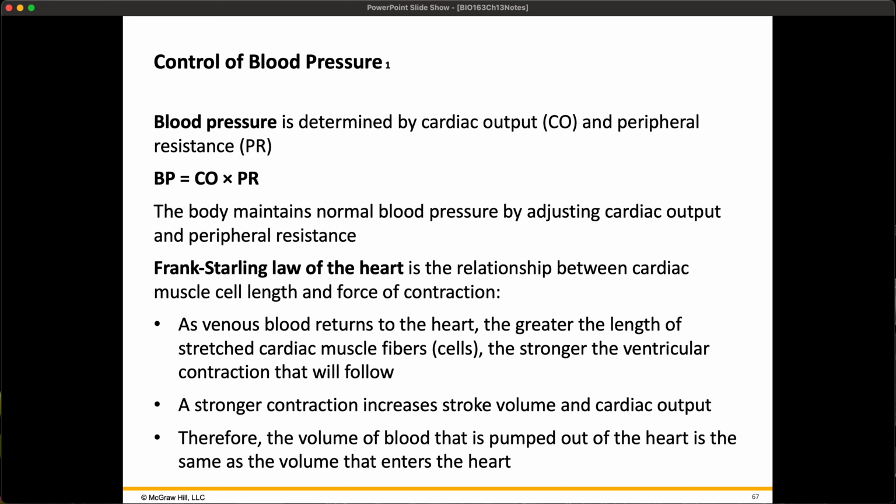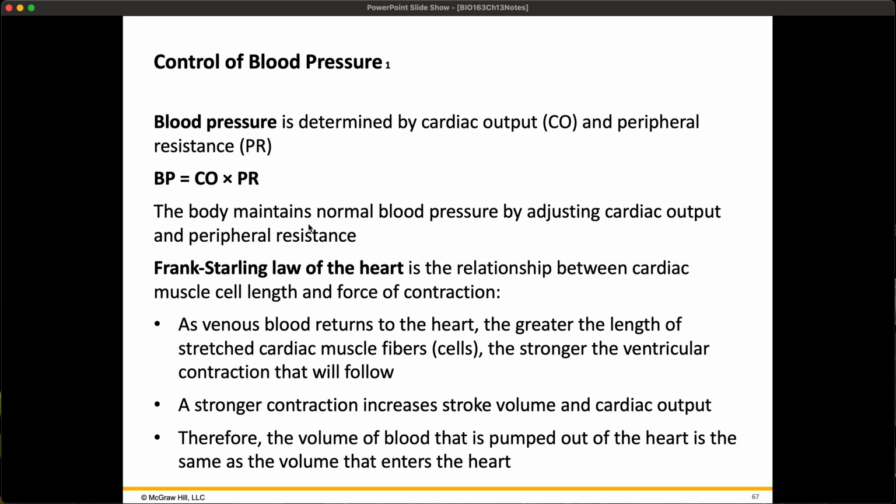Okay, so controlling our blood pressure then. Blood pressure is determined by cardiac output and peripheral resistance. So we said cardiac output was heart rate times stroke volume. Well, blood pressure is cardiac output times peripheral resistance. So meaning that one of these is going to be shifting to maintain the proper blood pressure. Or one of these is going to be shifting irregularly and your blood pressure is going to go up. So the body maintains normal blood pressure by adjusting cardiac output and peripheral resistance.